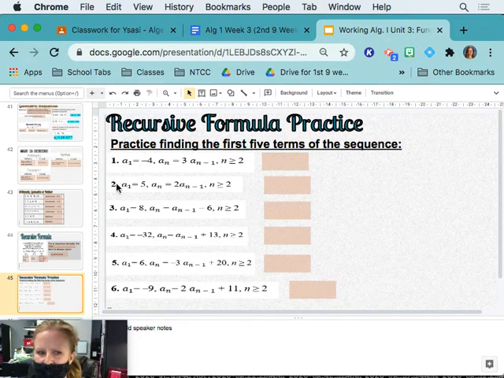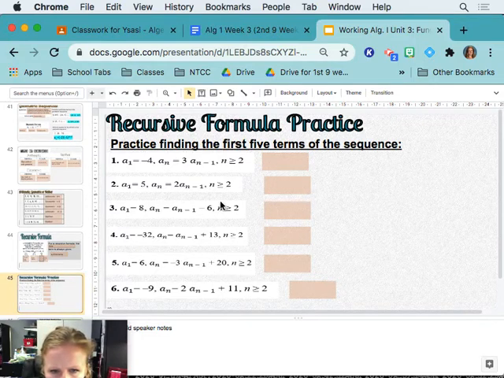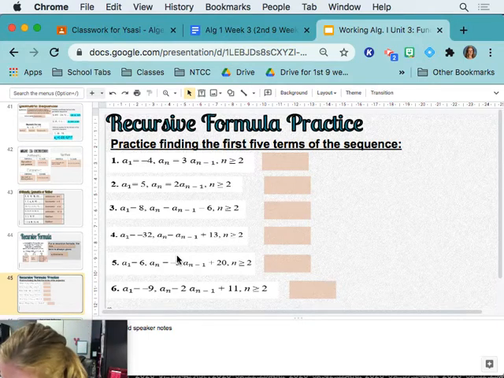Okay, we are going to do these 6 problems. Actually, I really only want to do 3. We're just going to do a few of these. All right, so write down in your journal, recursive formula practice, slide 45.